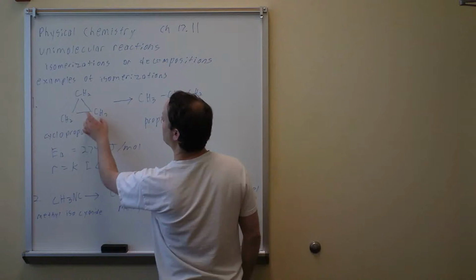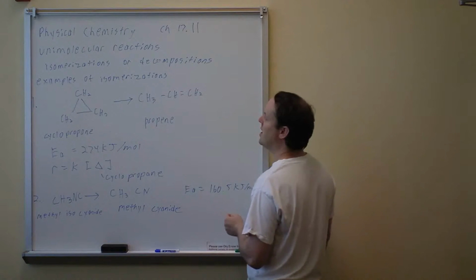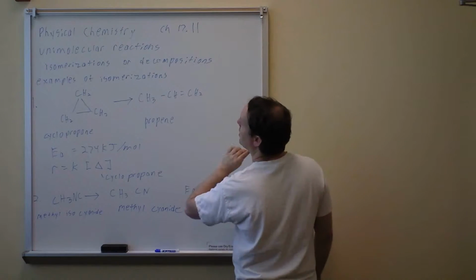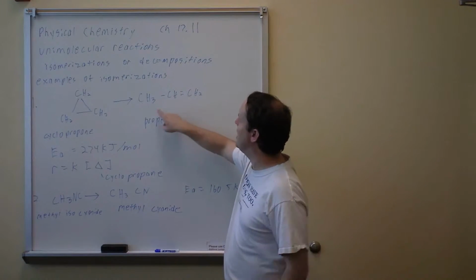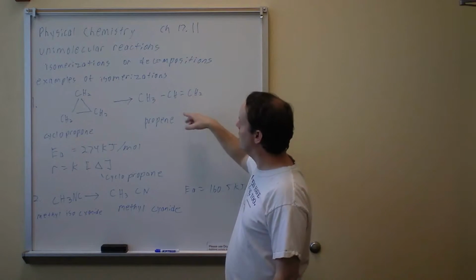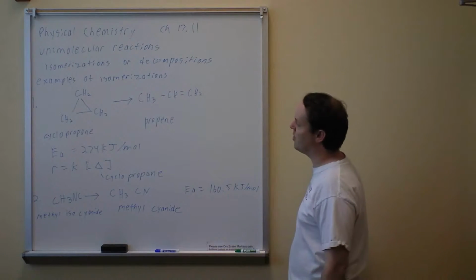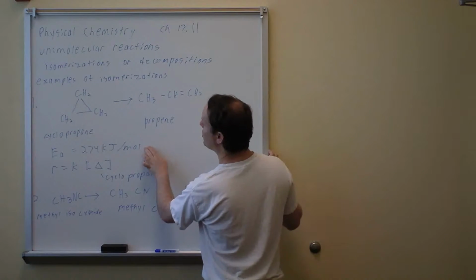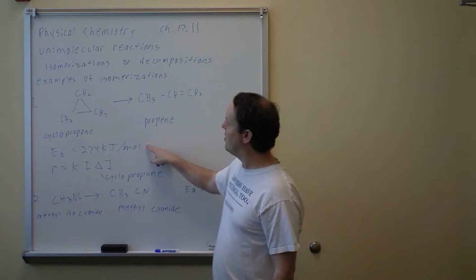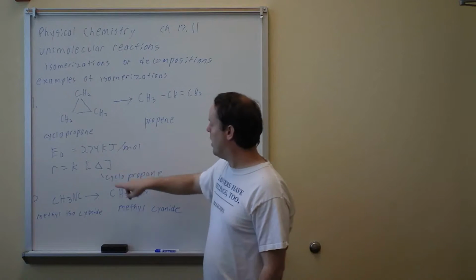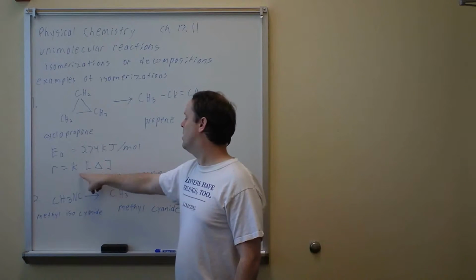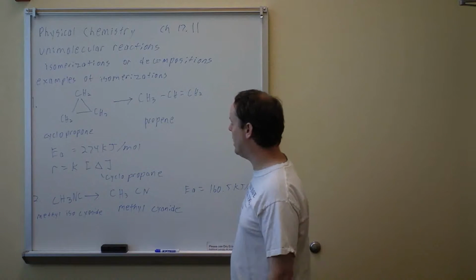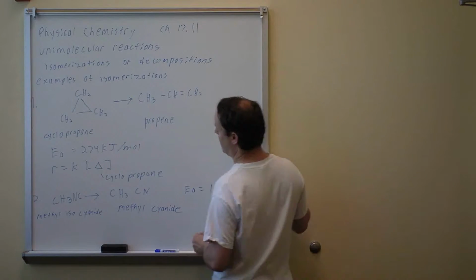So one, we have cyclopropane, CH2, CH2, CH2 in a really tiny tight ring. And then that can isomerize into propene, CH3, CH, CH2. Notice these have the same overall formula. They're isomers of each other. The energy of activation of this reaction is 274 kilojoules per mole. So the rate of the reaction is just going to be a rate constant, k, times the concentration of your reactant, which is the cyclopropane, which we're just going to use a little triangle for now.